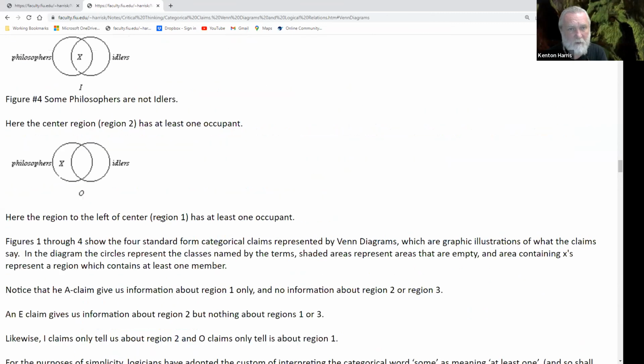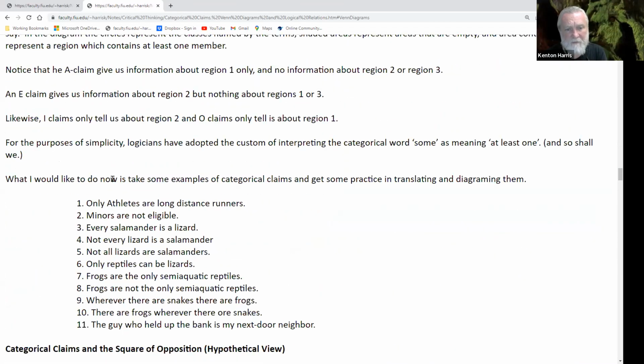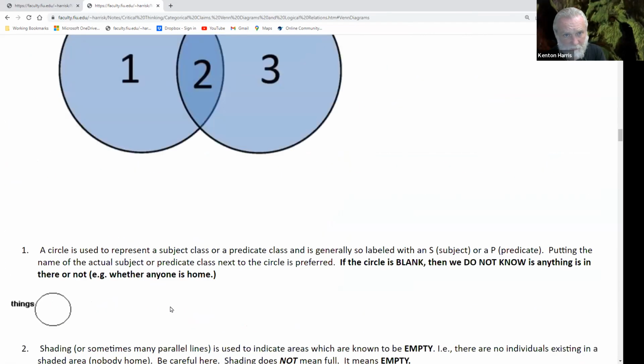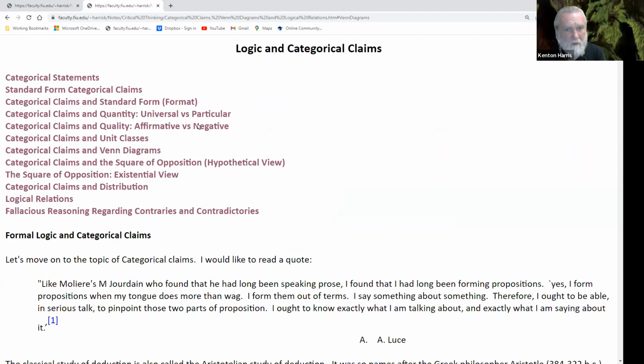Okay. All right. And then I give you here a suggestion that you go and try to, number one, translate them into standard form categorical claims. And then if you were to draw a diagram, what would the diagram look like? So you get a little bit of practice doing that. Okay. All right, unit classes and diagrams.